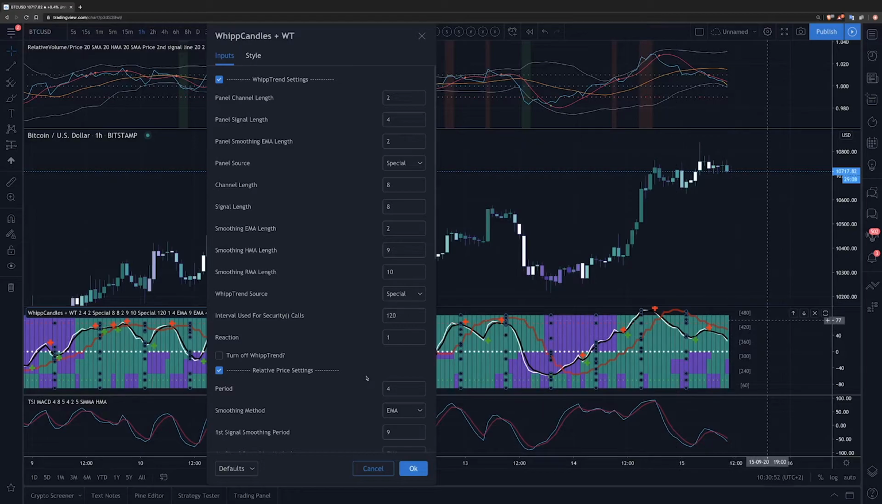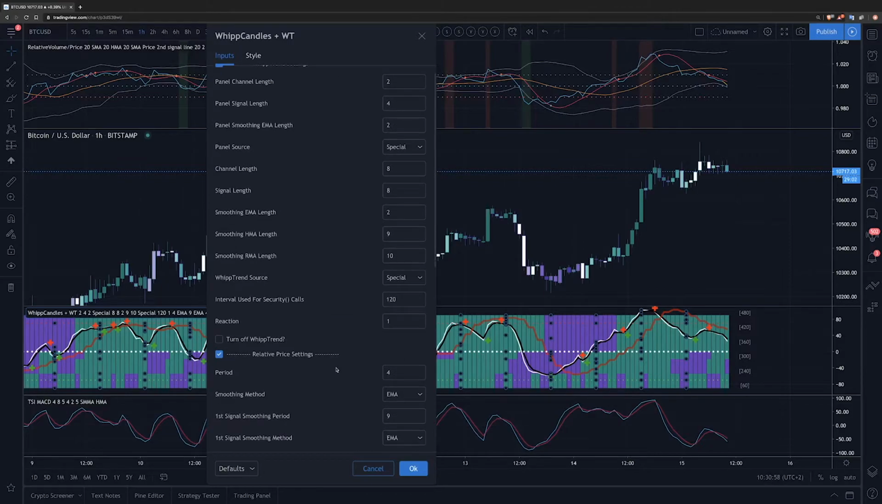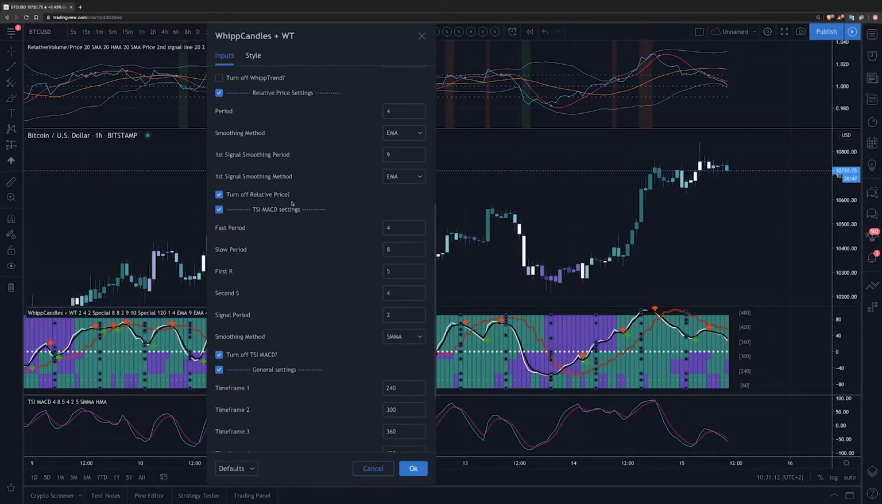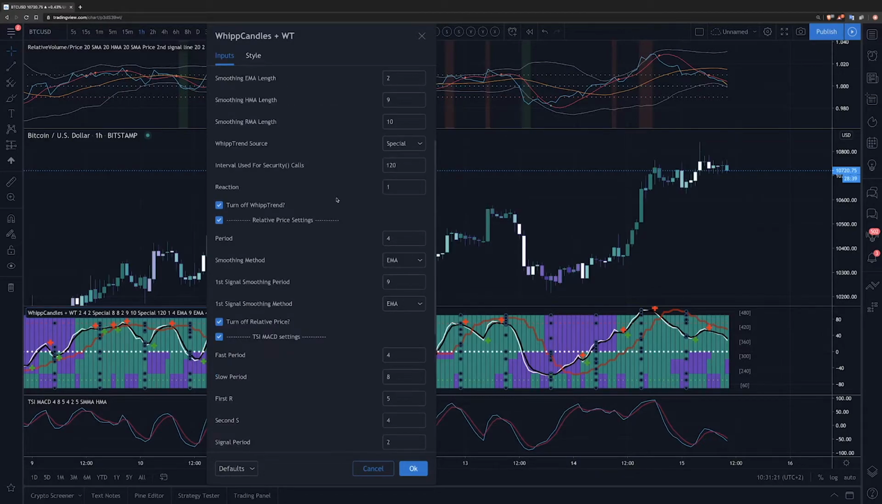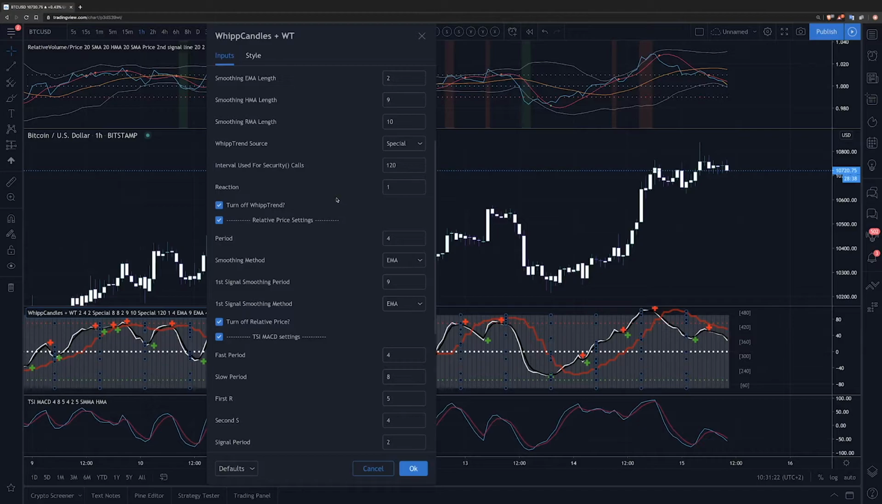Again, we digress. Reaction, you don't need to do anything with. I think I will do an update and get rid of that. And we have turn whip trend off. So at the moment, relative price and TSI are turned off, and whip trend is on. If I turn whip trend off, we're going to lose the candle colors. There we go. And that's basically turned it all off.